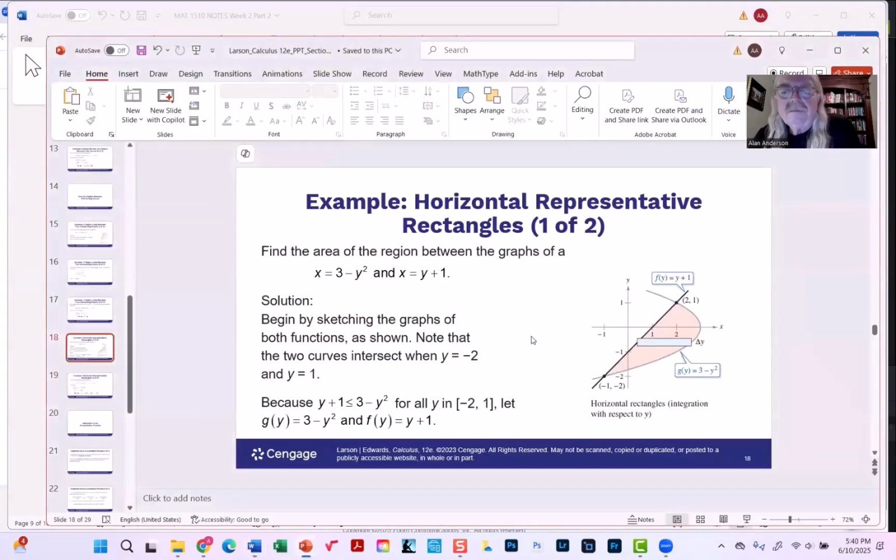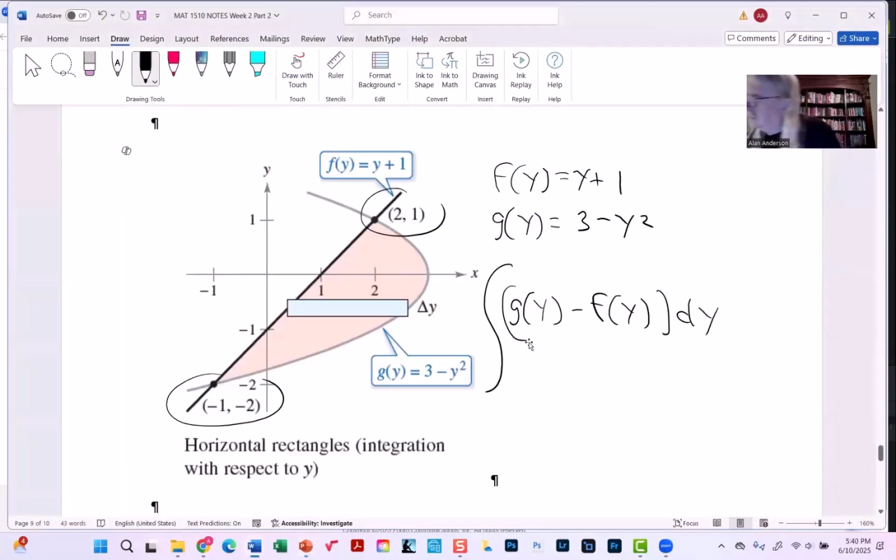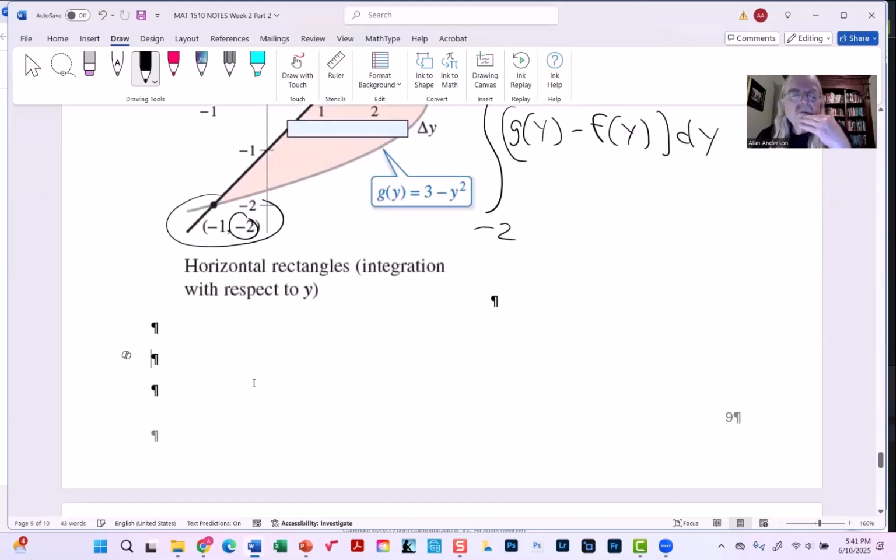So what we're going to do is integrate between -2 and 1. So you can see, we're turning everything on its ear here. We're looking at the difference between the one on the right and the one on the left instead of top minus bottom, and everything is being done with respect to y. Okay, so now we plug everything in.